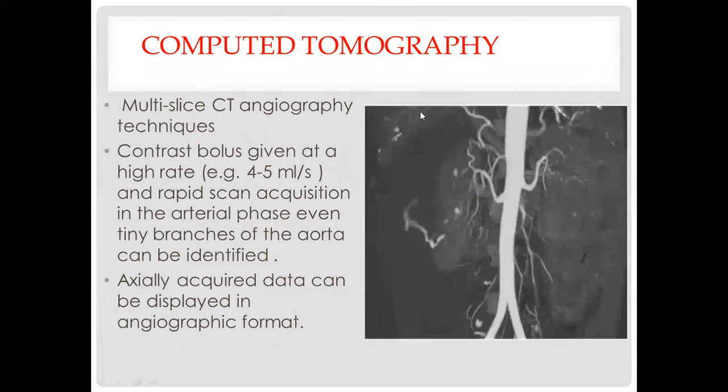Computed tomography is another modality for examination of the abdominal aorta. It uses a multi-slice CT angiographic technique. Contrast bolus is given at 4 to 5 milliliters per second, and rapid scan acquisition in the arterial phase is taken. Tiny branches of the aorta can be identified, and the axially acquired data can be displayed with angiographic reformats.